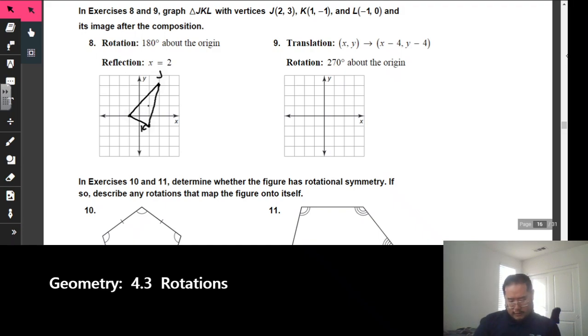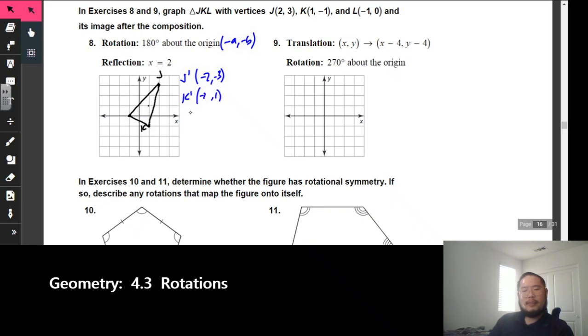Now remember, this is a composition. So first off, we got two things. We got a rotation around 180 degrees. So the rule right there is negative A, negative B. And so let's take J prime, and we'll take our points. So it'll be negative 2, negative 3. We have K prime, and we take the opposite of A and B. So we have negative 1, 1. And L prime right here is at 1, 0.